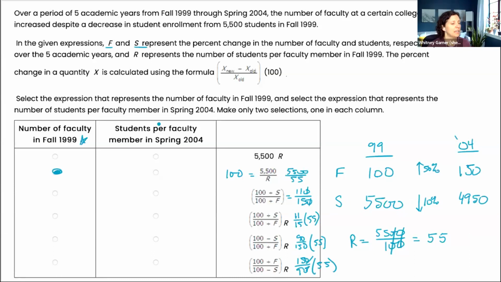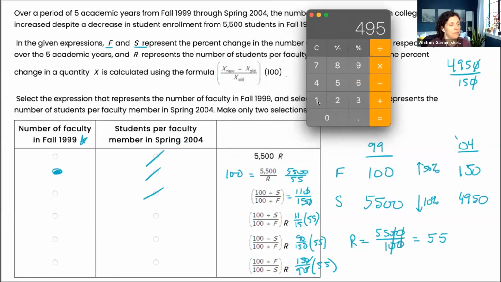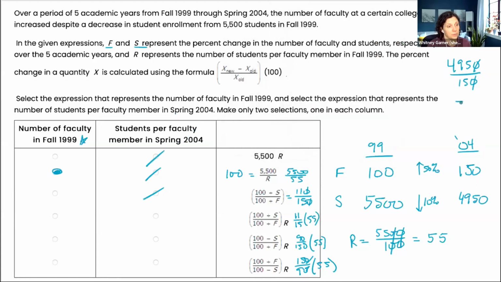Okay, so the second thing I need is students per faculty member in spring of 2004. So students, 4,950, per faculty member, over 150. Well, I know it's going to be a bigger number over a smaller number, so it's definitely not any of these. 11 over 15, it's not that. I'll get my little calculator: 495 divided by 15 is 33. So I'm looking for one of these to be 33.